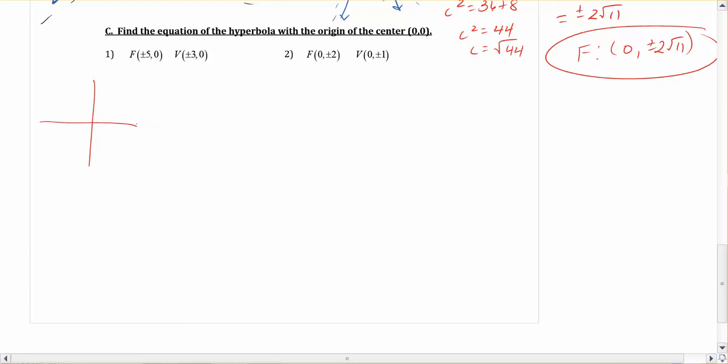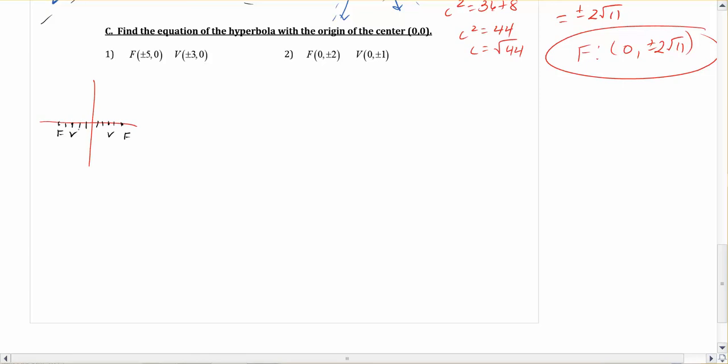I'm going to say, okay, here's my xy axis. I have a focus of plus or minus 5, 0. I'm going to put F here, and I'm going to put negative 5 right here, right? My vertex is plus or minus 3, 0. So my vertex is over 1, 2, 3.